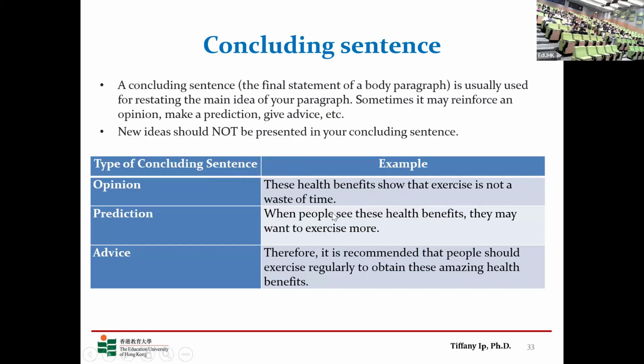You can present your opinion again if it is an argumentative essay, like these health benefits show that exercise is not a waste of time, or you make some logical prediction after you've mentioned all the health benefits, and you say when people see or understand these health benefits, they may want to exercise more. Or you give a piece of advice, like therefore it is recommended that people exercise regularly, right, to obtain these benefits. So that is how you link the things, like in this case, the health benefits you have mentioned. So you don't just repeat what is being mentioned before. A concluding sentence can be about reinforcing the opinion, making a prediction, or giving advice.